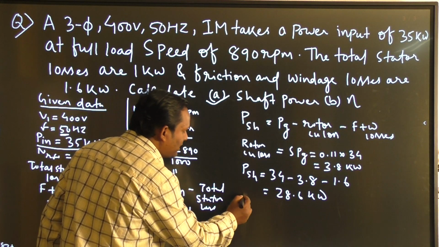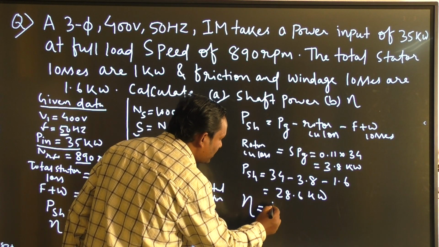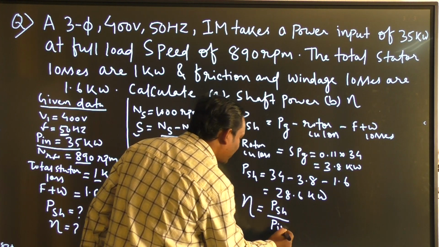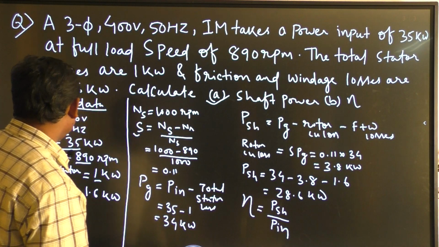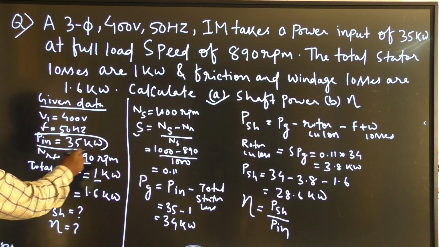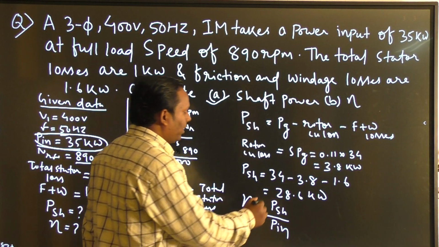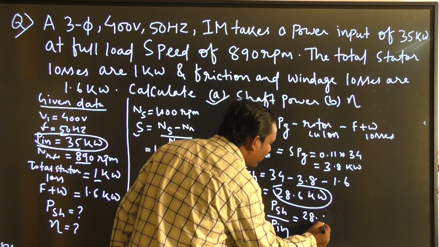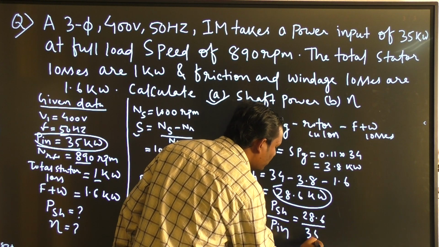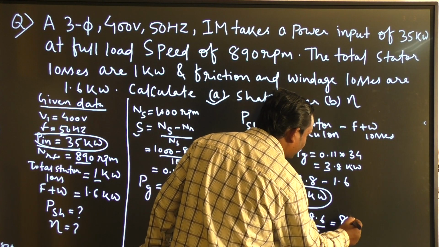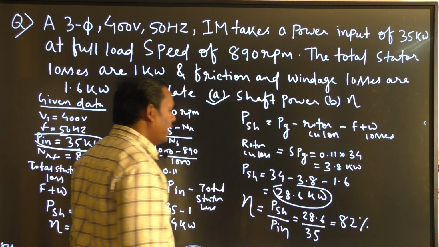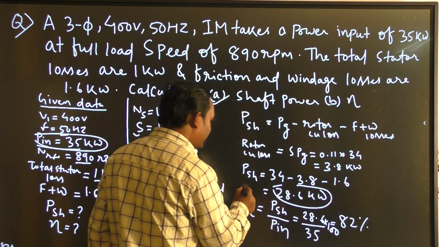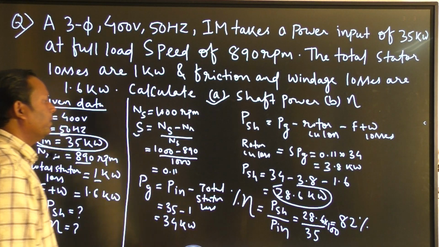So how we find the efficiency? Already I told the formula: efficiency is the output, which is the shaft power output, divided by input, which is the input to the stator. Input to the stator is already mentioned in the question, which is 35 kilowatt, and your shaft power output we already found, 28.6 kilowatt. So 28.6 divided by 35 is 81 point something, around 82%, into 100, so the percentage efficiency will come around 82%.